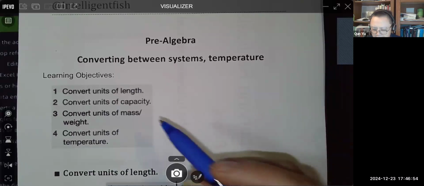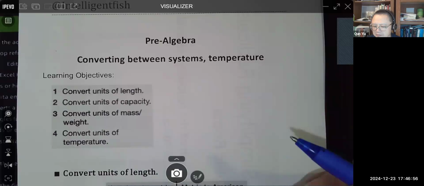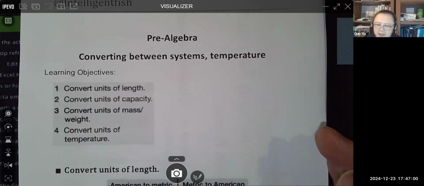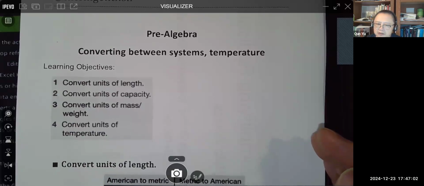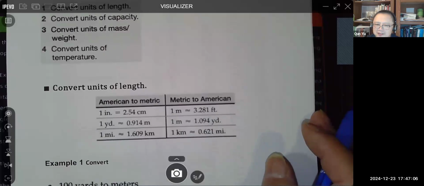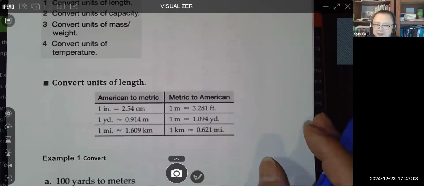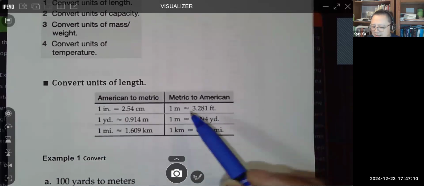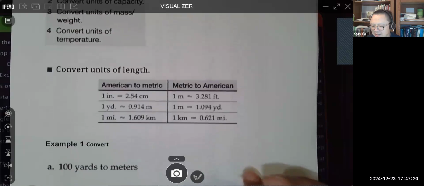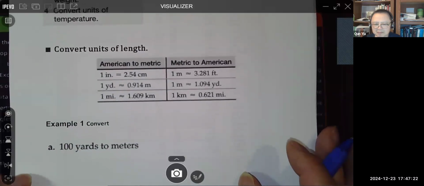So basically nothing special. The only difference from the last video is that we have two different systems. And the way we do these conversions is still the same. That's good news. Now first we want to convert units of length. Look at this, it's just different conversion factors. You will use them the same way that you do when you convert within a system. There's really no difference.